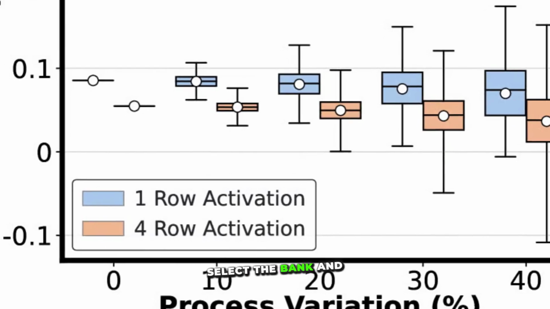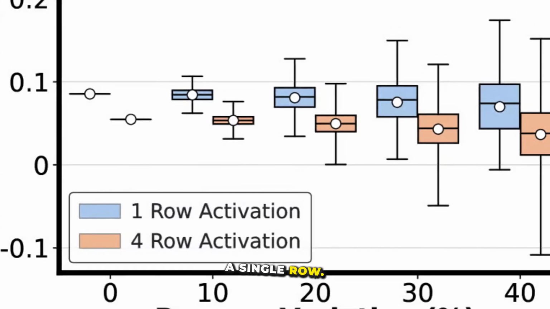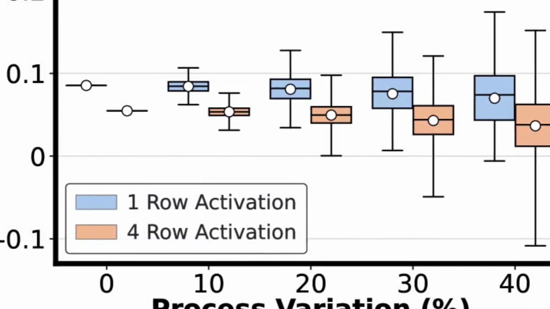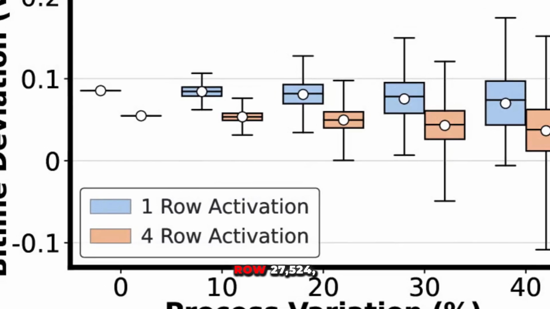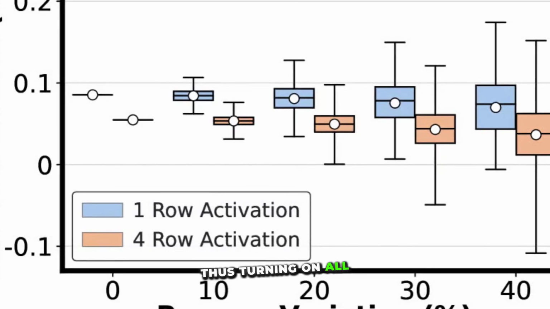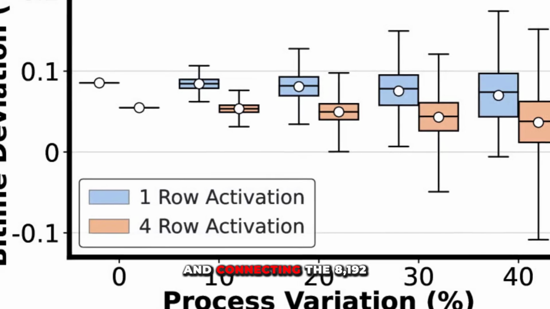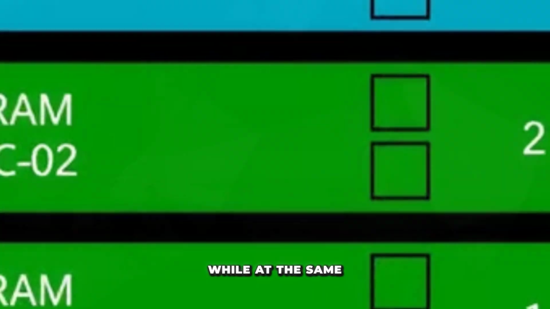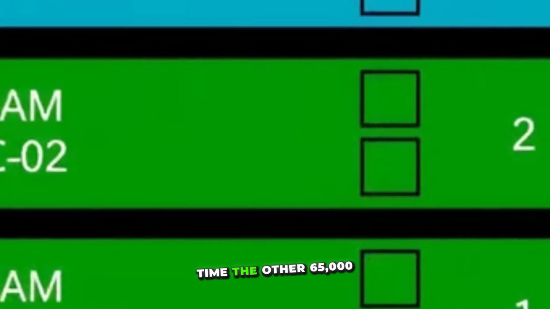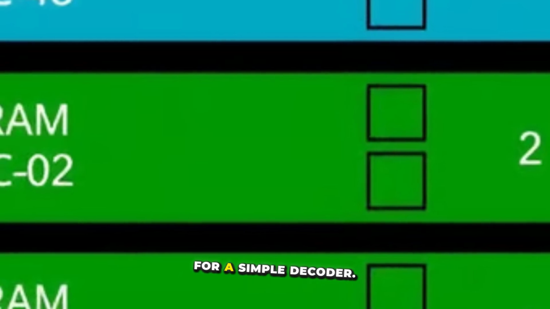The first 5 bits select the bank, and the next 16 bits are sent to a row decoder to activate a single row. For example, this binary number turns on the word line row 27,524, thus turning on all transistors in that row and connecting the 8,192 capacitors to their bit lines, while at the same time the other 65,000-ish word lines are all off. Here's the logic diagram for a simple decoder.